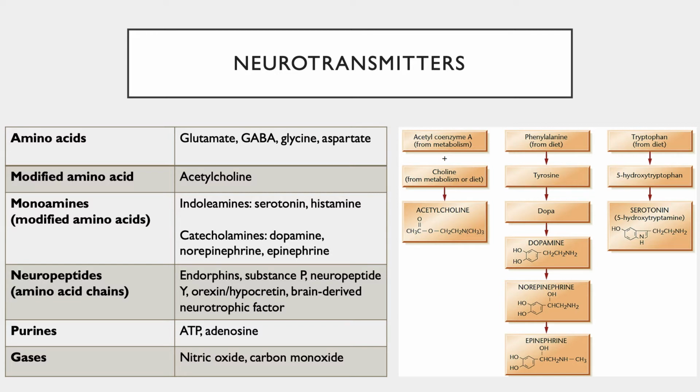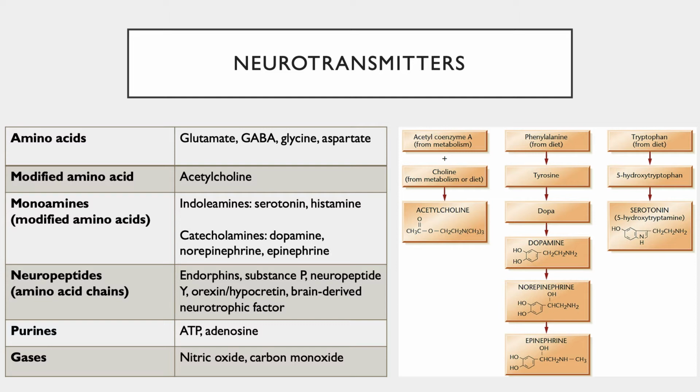Monoamines all contain one amine group, hence the term monoamine. They are modified amino acids. Monoamines are subdivided into 2 major categories, the indoleamines and the catecholamines. Indoleamines include serotonin and histamine, whereas the catecholamines include dopamine, norepinephrine, and epinephrine. You'll notice in the picture to the right that you can see the process of creating the catecholamines.